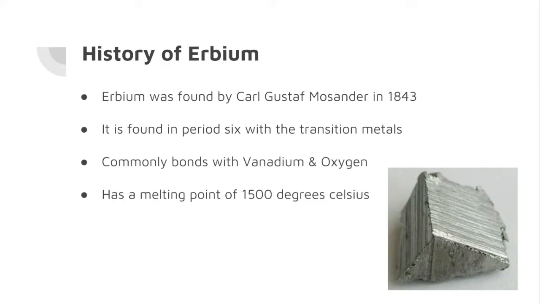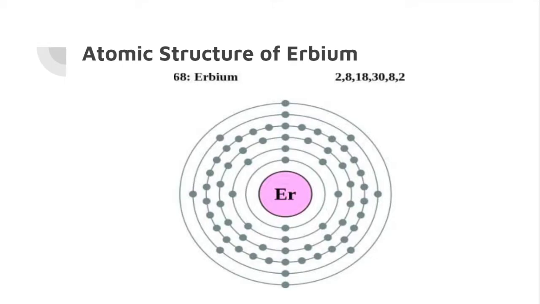And here's a picture of erbium right down in the bottom right corner. The atomic structure of erbium is shown right here, number 68 on the periodic table, with 68 protons and 68 electrons.